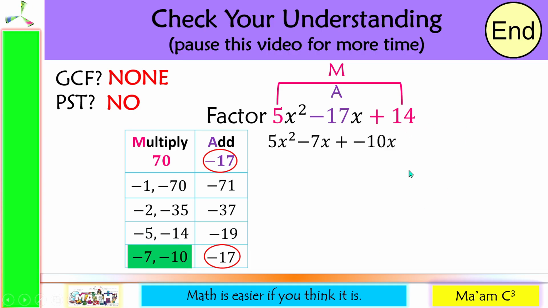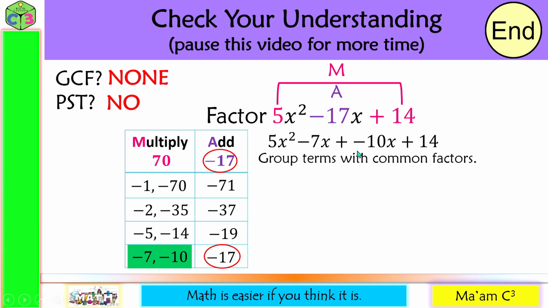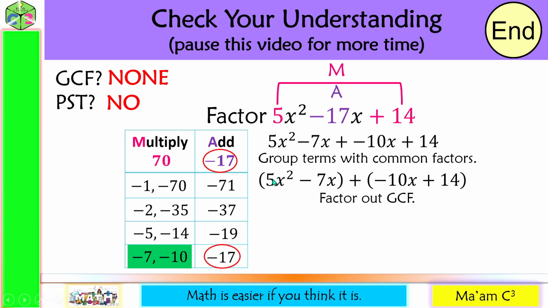I'll copy plus 14. And then I'll group this one group, and this one, another group. I'll take out the GCF on this binomial, and that is x. 5x squared divided by x is 5x. Negative 7x divided by x is negative 7. For this binomial, I could factor out negative 2. Plus minus 2 is simply minus 2. Negative 10x divided by negative 2 is positive 5x. Positive 14 divided by negative 2 is negative 7.